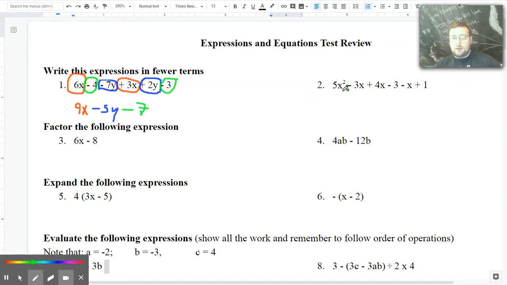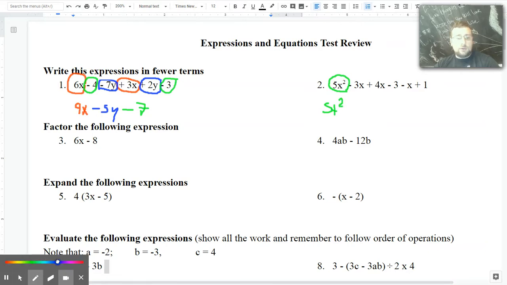Continue the same skill here. I see this 5x squared, but I do not see any other terms that have an x to the power of 2. And there are other x's, but they don't have the same power, so I cannot combine them. So I'm just going to go ahead and write that by itself.